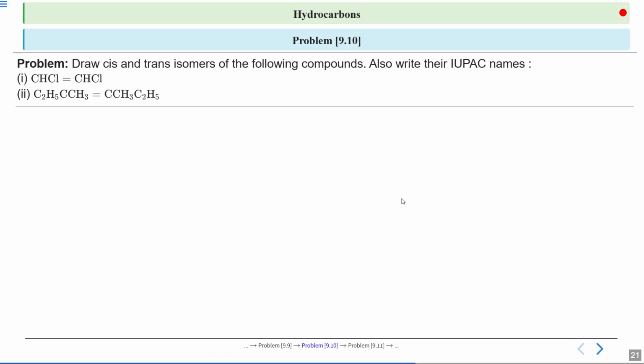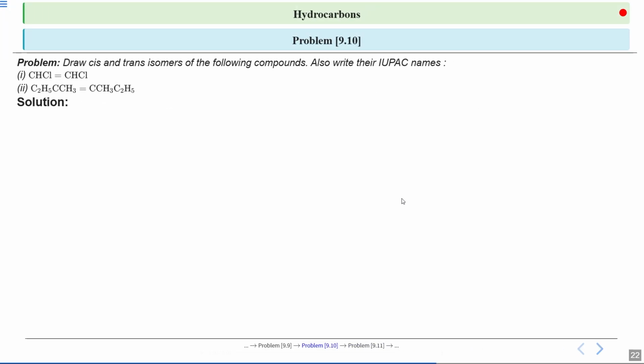Here comes the next question, which is to draw cis and trans isomer for the given compounds, first and second, and you also have to write the IUPAC names of the structures that are given to us. Let us have a look at the solution. We are focusing on the first compound, which is CHCl double bond CHCl. The image is now visible, which shows the structural representation of the cis and trans isomer for the compound CHCl double bond CHCl.